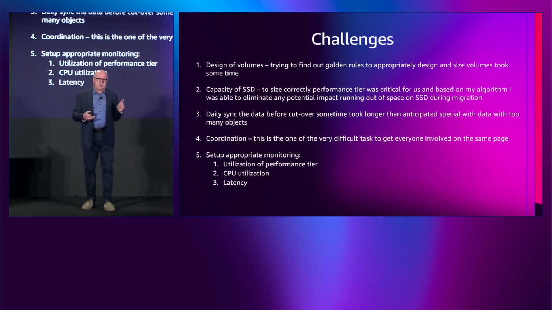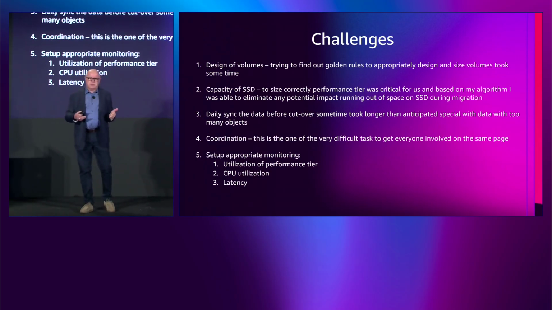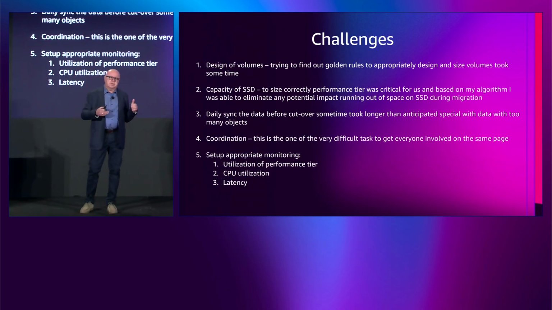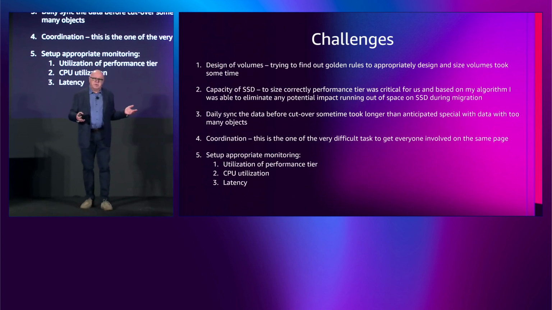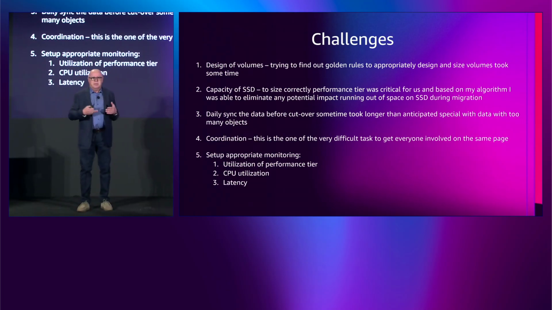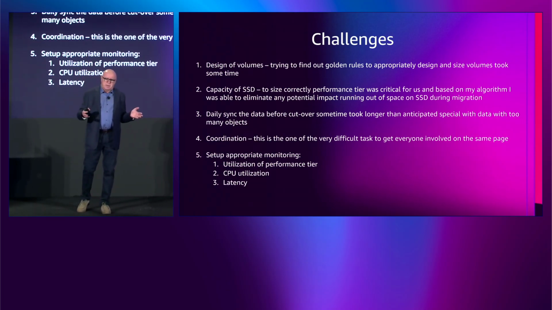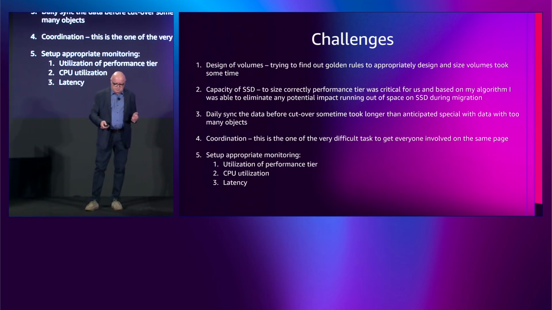And set up appropriate monitoring, which is critical. Utilization of the performance tier is critical, and we should know that if it's up to 70%, that will be a warning, and 90% is an alarm, and you have to react right away. CPU utilization, yes, we should check it, especially when moving transit data, then perhaps we also have to resize the CPU because of the amount of data we are pushing into FSx, and latency, which is very important for us too.